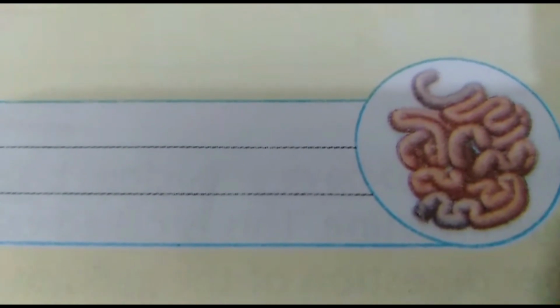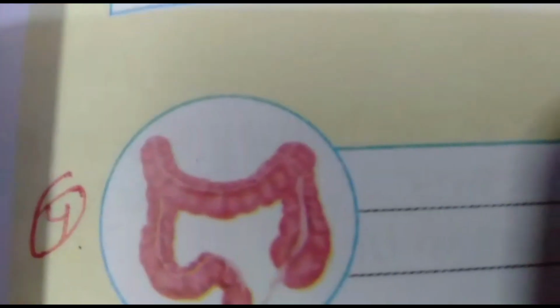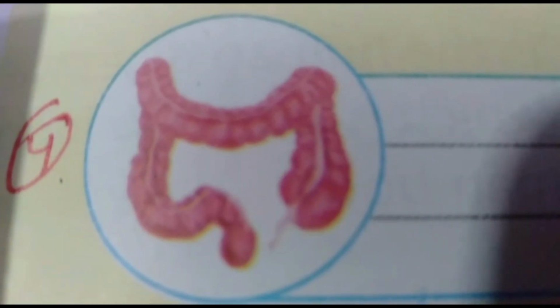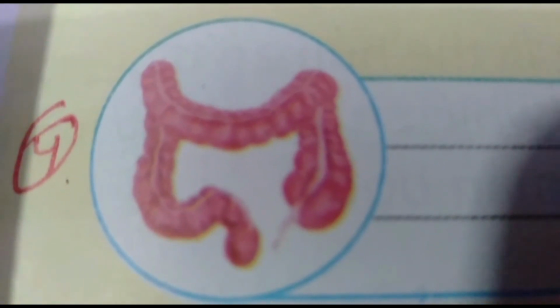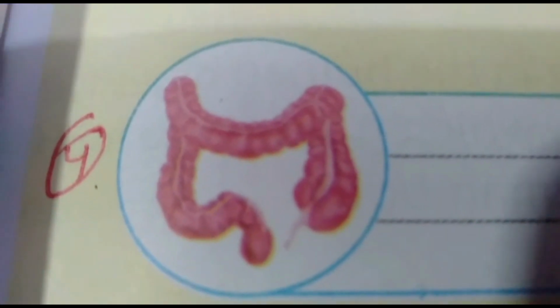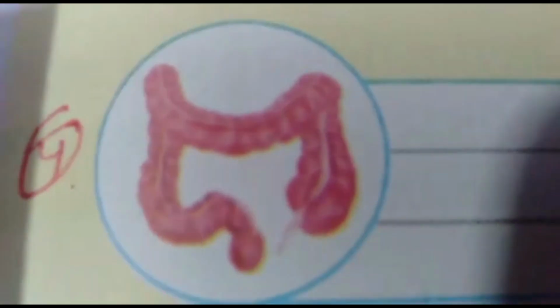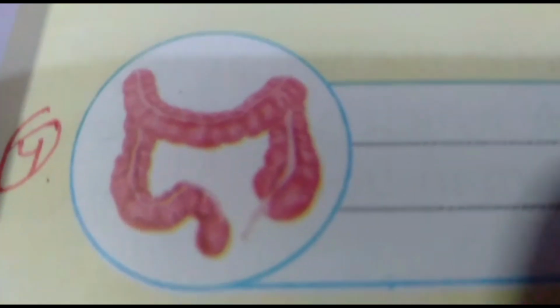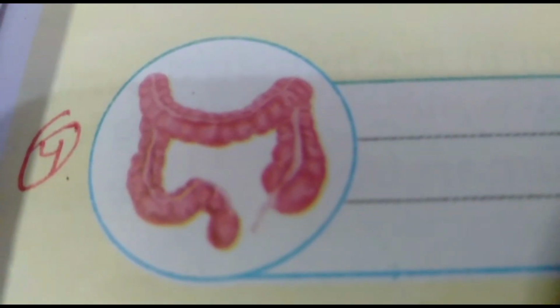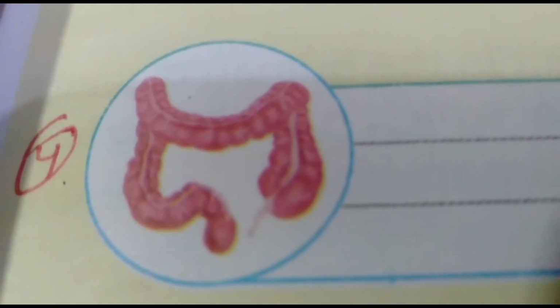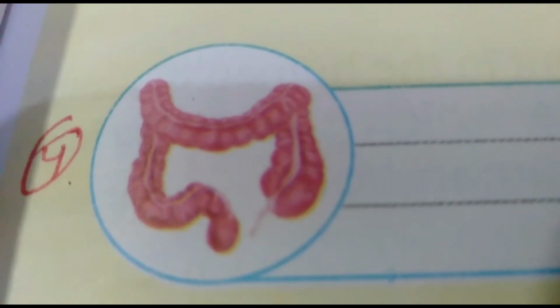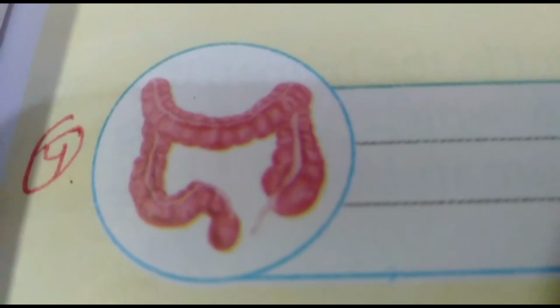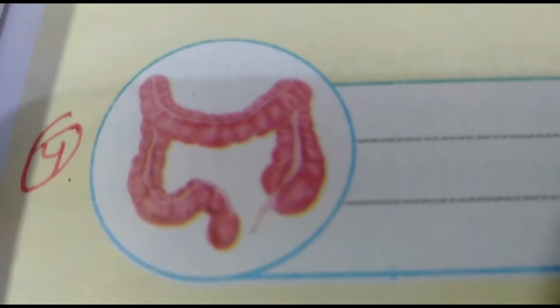Now the next process is, after complete digestion, whatever undigested material is there passes to where? To the large intestine. So it is a view of the large intestine. In the large intestine, what takes place? Maximum absorption of water and minerals from the undigested food.